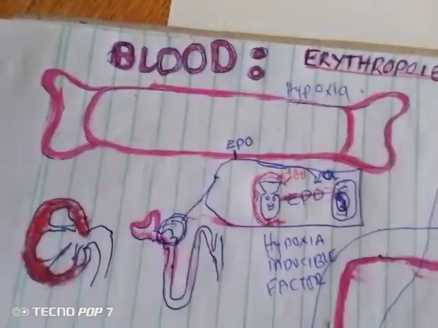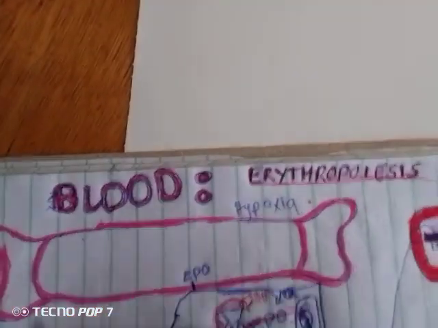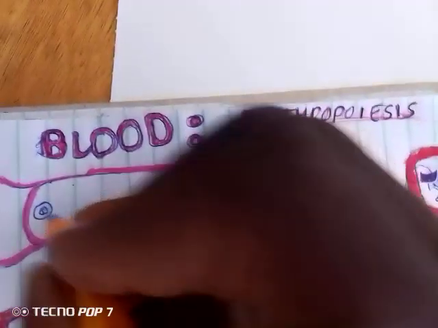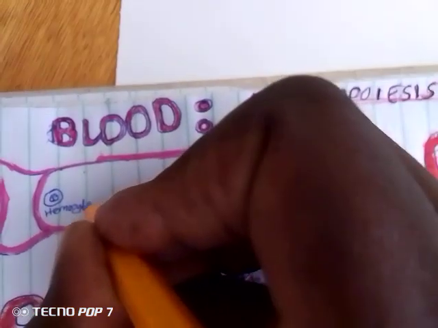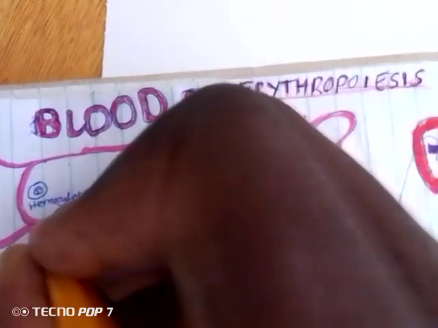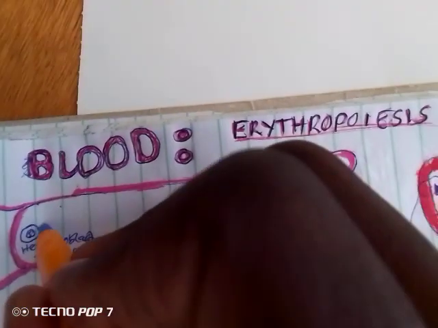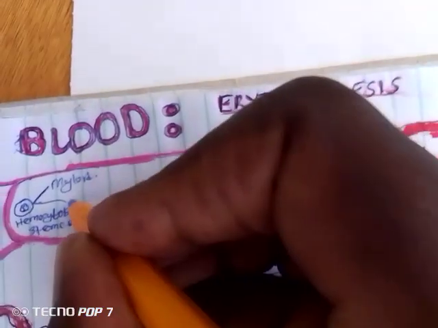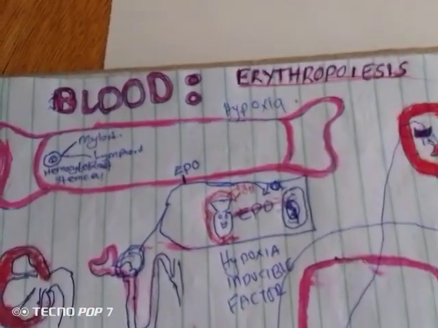Now, in the bone marrow here, we have the hematocytoblast stem cell. This one can differentiate into a myeloid and also a lymphoid stem cell.